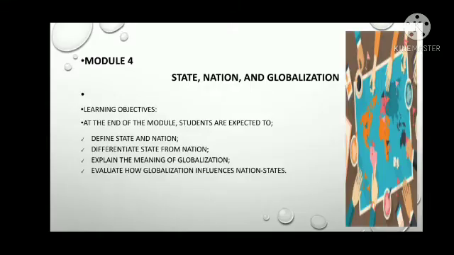Good day, class. So for today's lesson, we will discuss Module 4, State, Nation, and Globalization. At the end of our lesson, you will be able to define state and nation, differentiate state from nation, explain the meaning of globalization, and evaluate how globalization influences nation states.